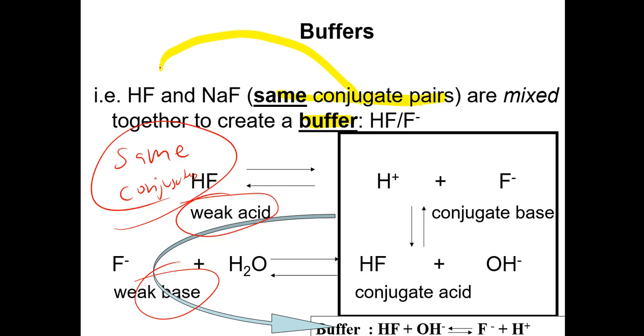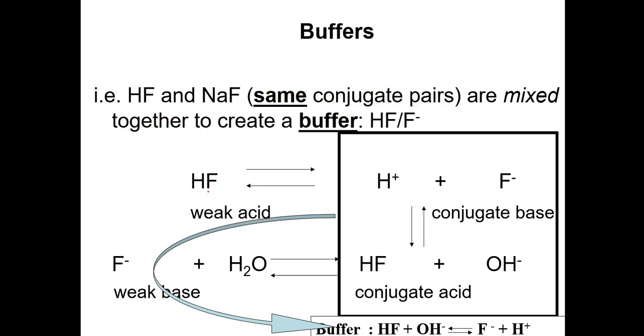Let's go over here. If I mix together hydrogen fluoride and sodium fluoride, you can notice they have part of the species that is the same. They both share the same fluoride. So this portion is considered the same conjugate pairs. Let's go down to these two equilibrium reactions. There's hydrogen fluoride, there's the fluoride, and then here's the sodium fluoride. Notice they have the same conjugates.